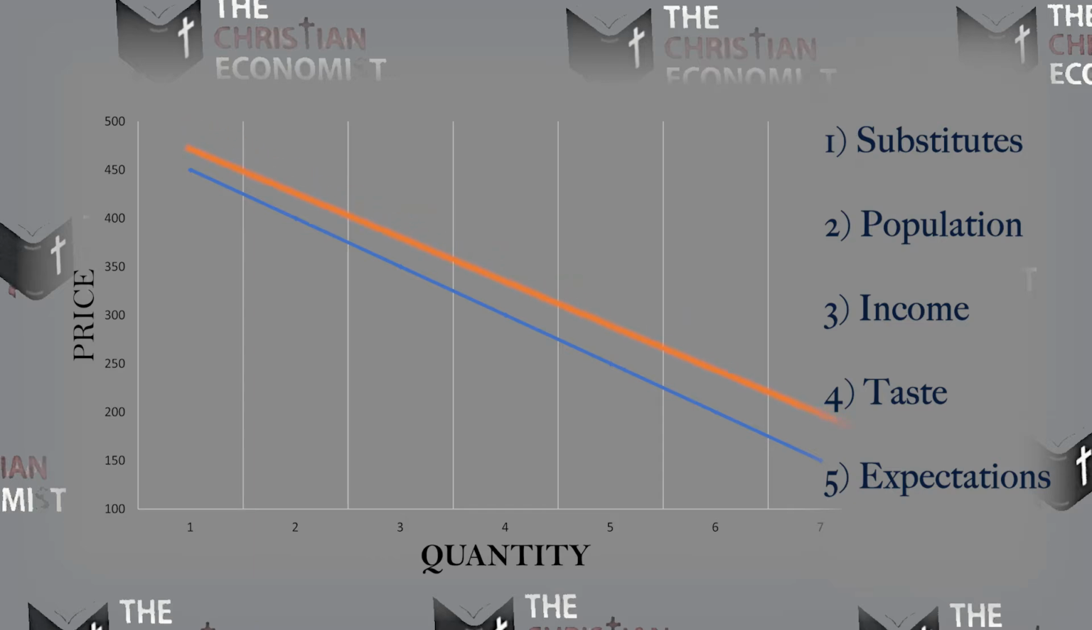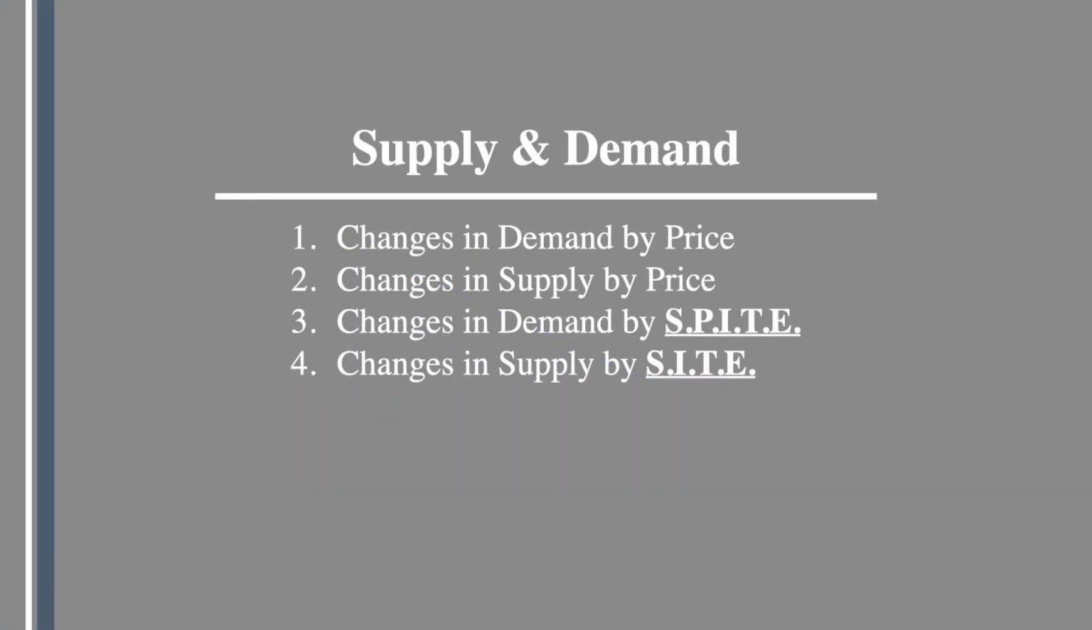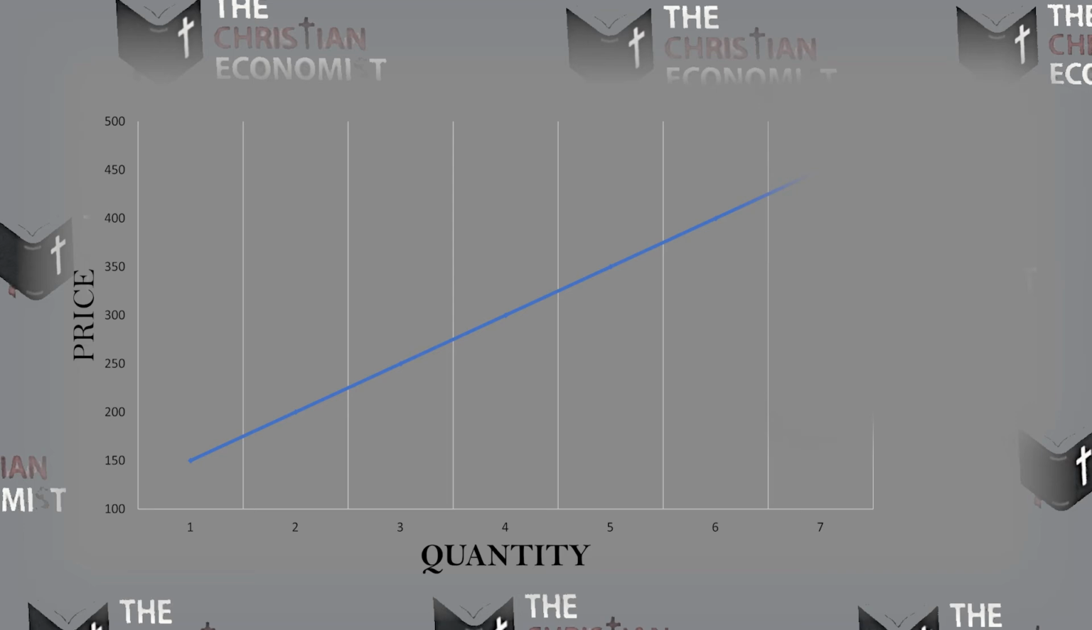If he expects that prices are going to go down, he'll buy it later. Changes in supply by SITE. What's SITE? Again, another acronym to help you remember which 4 things move the entire supply curve. The first one starts with S. It is the number of sellers in the market. Well, if there's more airlines, that will move to the right and prices will get cheaper. As there are fewer airlines, that supply curve moves to the left and flights become more expensive.